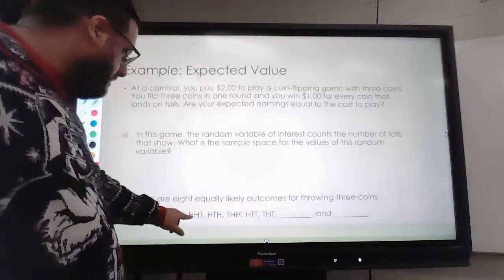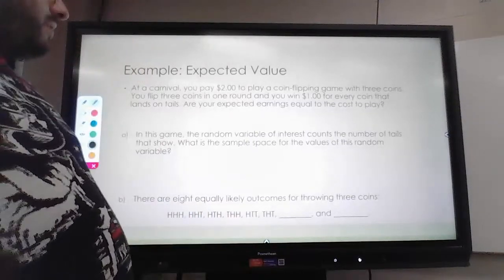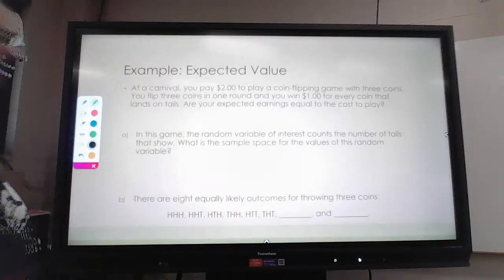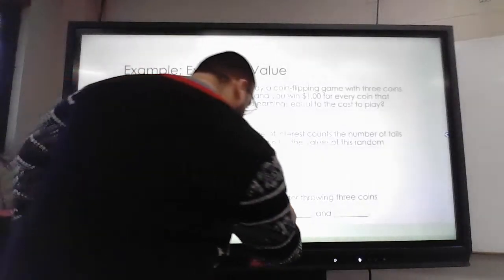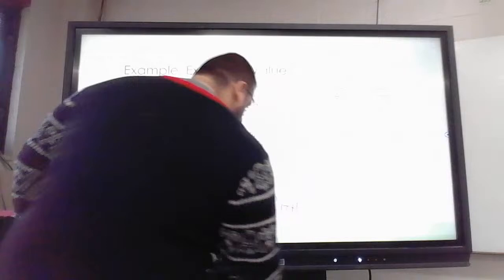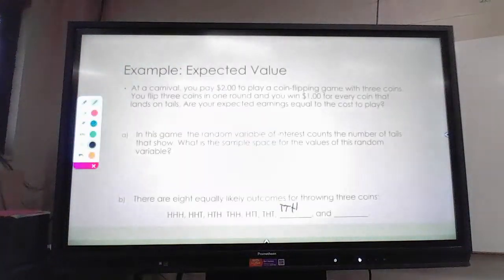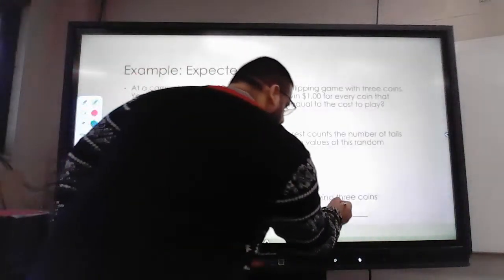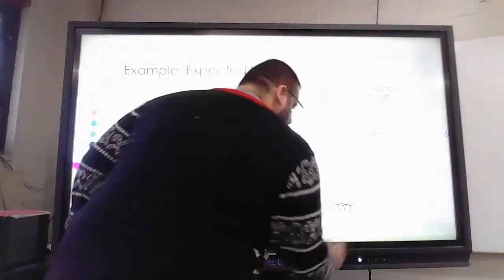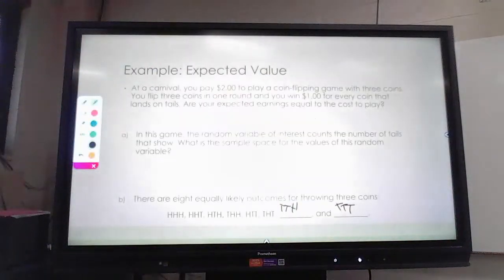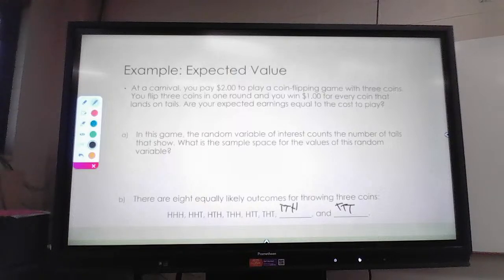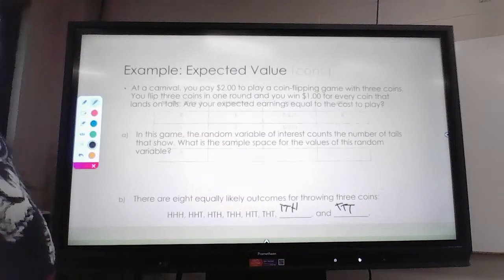That's these 3 right here. You could also have 2 tails and 1 head. That's this, as well as this. And then, of course, you could have all 3 coins showing tails. Tails, tails, tails. So there's my sample space. There are 8 equally likely outcomes. I can use that information to find the probability for each value of that variable.